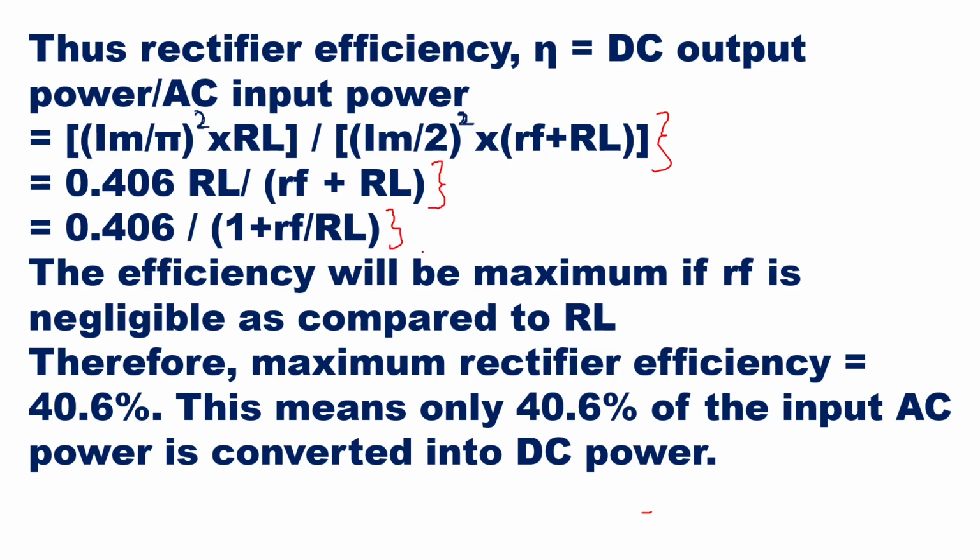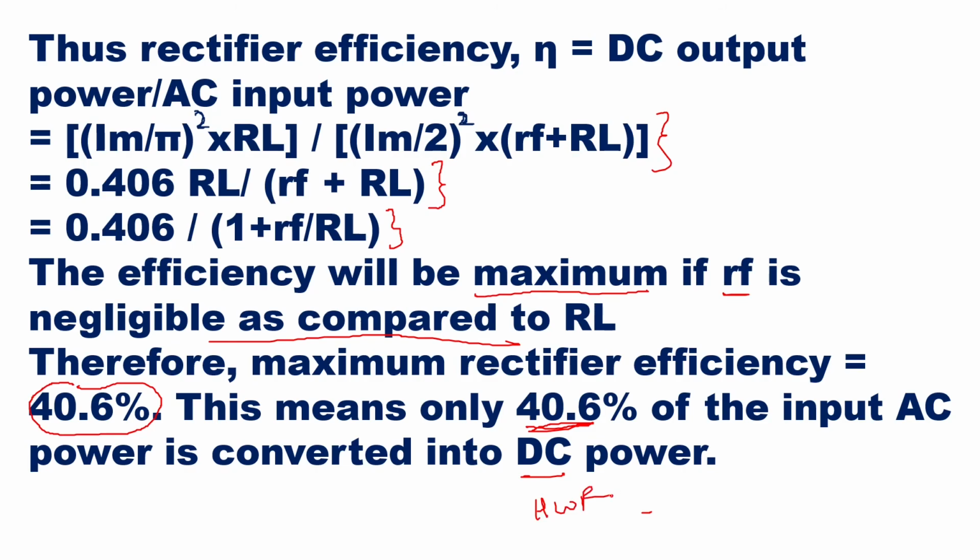Now the efficiency will be maximum. This is something we are going to assume now. The efficiency will be maximum when the forward resistance, which is the practical resistance of the diode when it is working in forward bias, is negligible. It should actually be zero for an ideal diode, so it should be negligible as compared to the load resistance. Therefore, if you make that RF negligible, the maximum rectifier efficiency will come to a value of 40.6%. This means 40.6% of the AC input is converted into DC by the half-wave rectifier.